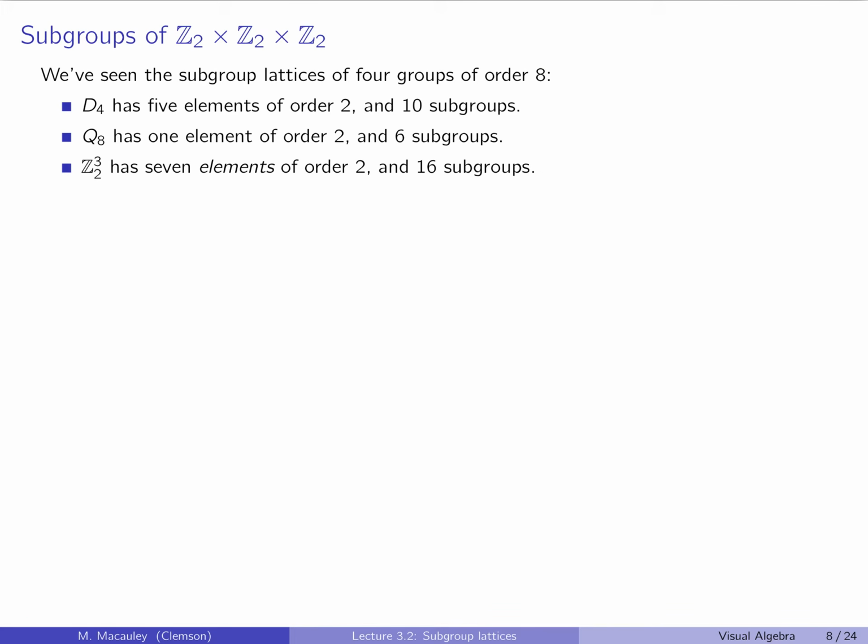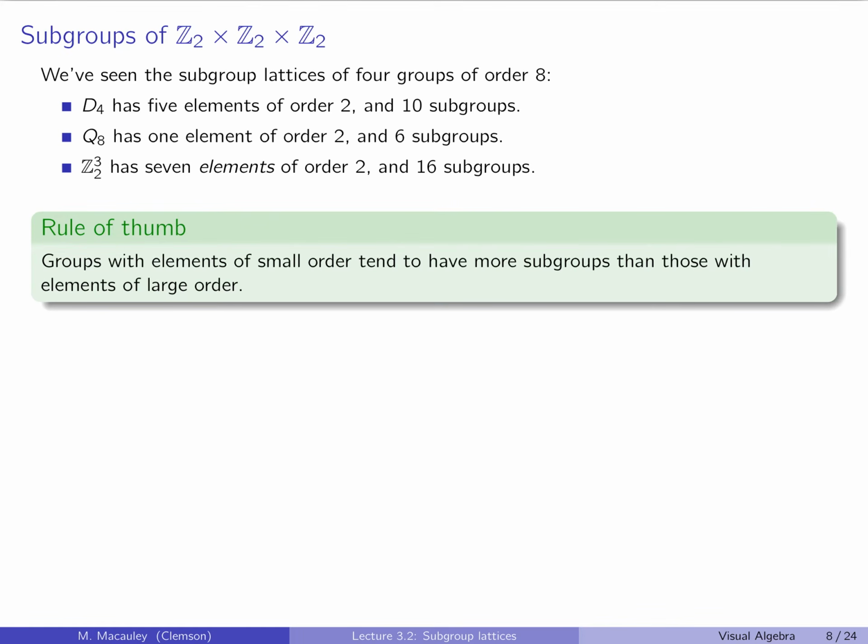Let's make a quick remark. We've seen the subgroup lattices of 4 of the 5 groups of order 8. D4 has 5 elements of order 2 and has 10 subgroups. Q8 has only 1 element of order 2, and it only had 6 subgroups. And Z8 also had 1 element of order 2 and 4 subgroups. Whereas Z2 cross Z2 cross Z2 has 7 elements of order 2 and 16 subgroups. As a general rule of thumb, groups with elements of small order tend to have more subgroups than those with elements of large order.